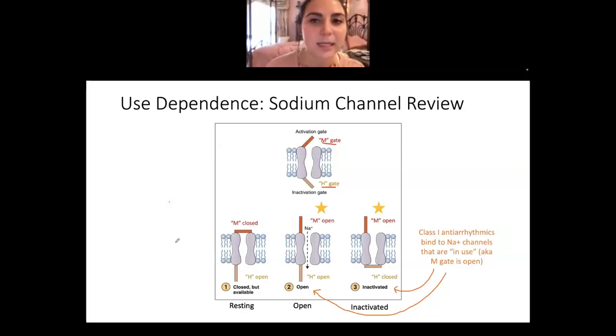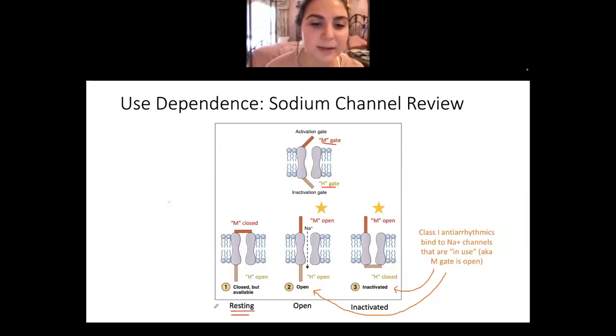And I bring this up because some antiarrhythmics are good at binding to resting or different states, not even just class 1s. Some antiarrhythmics bind to resting channels, or they bind to open or inactivated channels. And this is what they're talking about: the various ways that the sodium, potassium, chloride, whatever channels are opened.